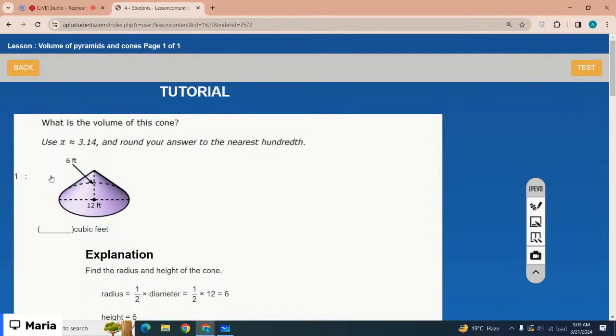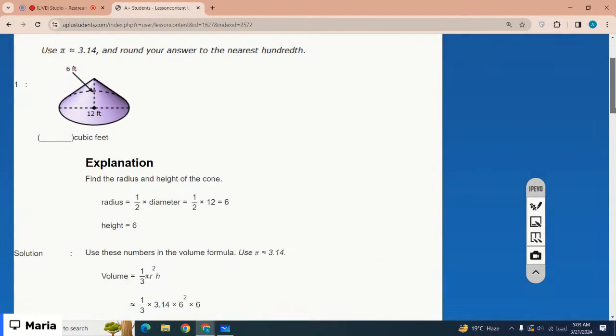You are given the height of the cone and the diameter of the cone. The diameter is 12 feet. First you have to find the radius. Radius equals diameter divided by 2. Diameter is 12, so 12 divided by 2 equals 6. So the radius is 6. The height of the cone is also 6.